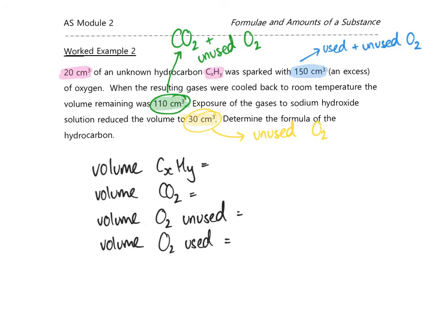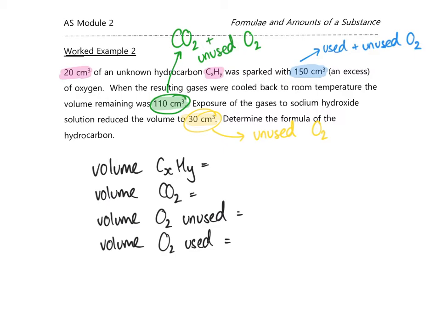So the four values that you'll need to work out are the volume of your hydrocarbon, the volume of the carbon dioxide produced, the volume of unused oxygen and the volume of used oxygen. So what I'd like you to do is to pause the video at this stage and work through each of those volumes and see if you can work them out. Some of them you'll just get straight from the question, some you'll have to work out. So think about the information you've been given and see if you can work out these volume values. So pause the video now, give that a go, and then press play again when you're finished, just to check your answers.